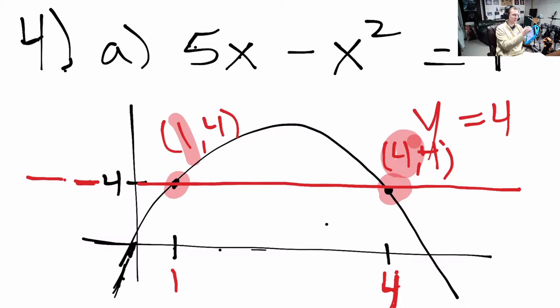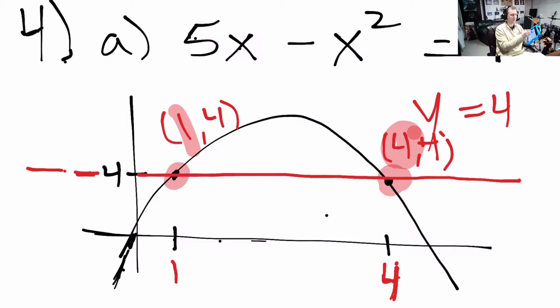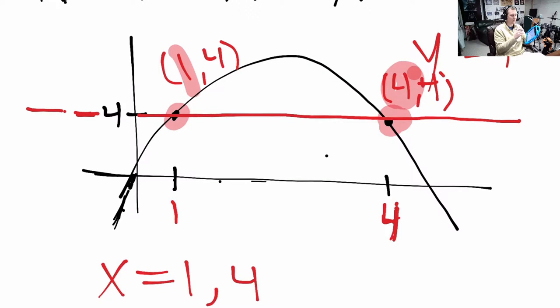So the solutions are x equal 4 and 1. And we can actually go back and check those. 5 times 1 is 5 minus 1 squared. That's definitely 4. And then plug in 4, we get 20 minus 16. That's definitely 4. Okay, so that's part A of question 4.